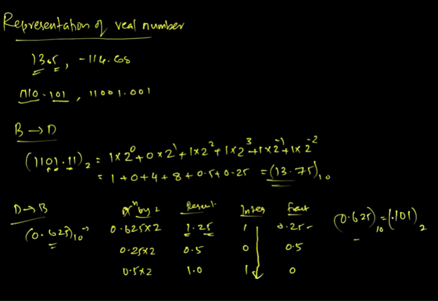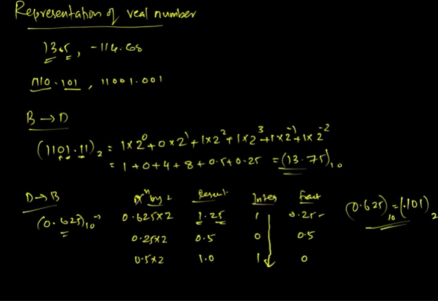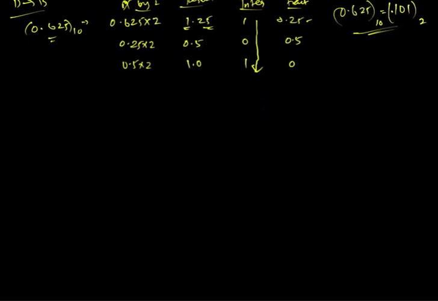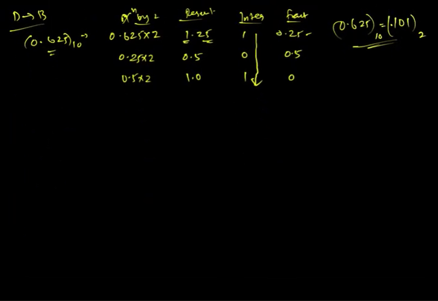0.101 is the corresponding binary. Now one problem that arises when we are successively multiplying is that some numbers will not terminate. For example, suppose the fractional part of a decimal number is 0.4. Now I want to convert this 0.4 into the corresponding binary number.